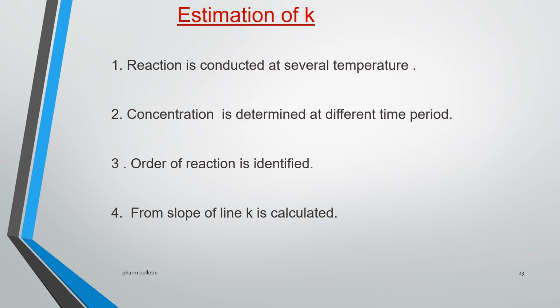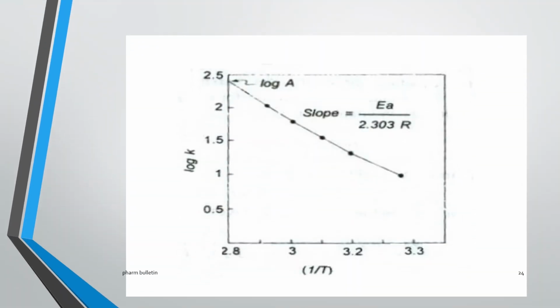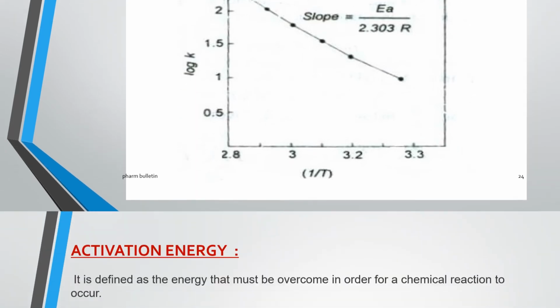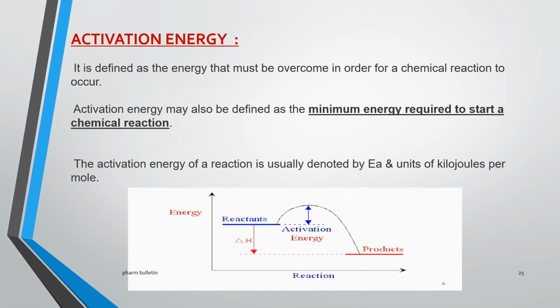With the relationship of the Arrhenius equation, we are estimating the K value. The reaction is conducted at separate temperatures, for example 30, 40, 50 and so on. Then concentration is determined at different time periods. The order of the reaction is identified. From the slope of the line, K is calculated. This activation energy is also involved in the prediction of shelf life.